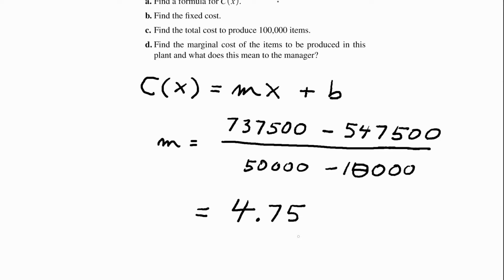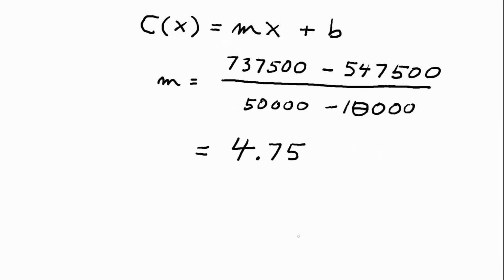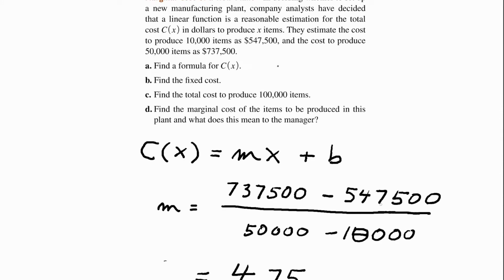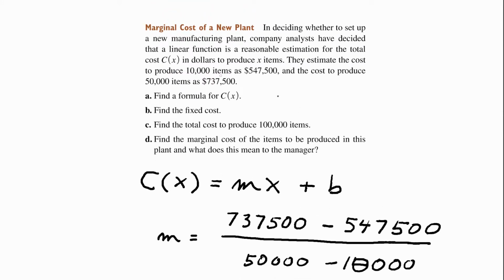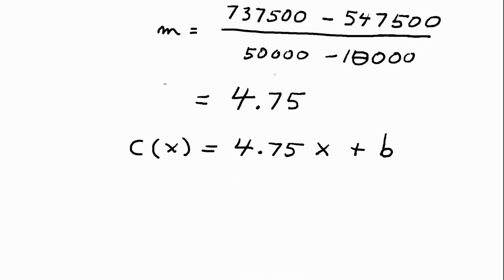All right, moving along here. So therefore, we now can write down our cost function again. The cost of producing X items is given by 4.75 times X plus this unknown quantity B. To determine what B is, we're going to use the fact that if we plug 10,000 into our function C of X for X, then out pops this 547,500.